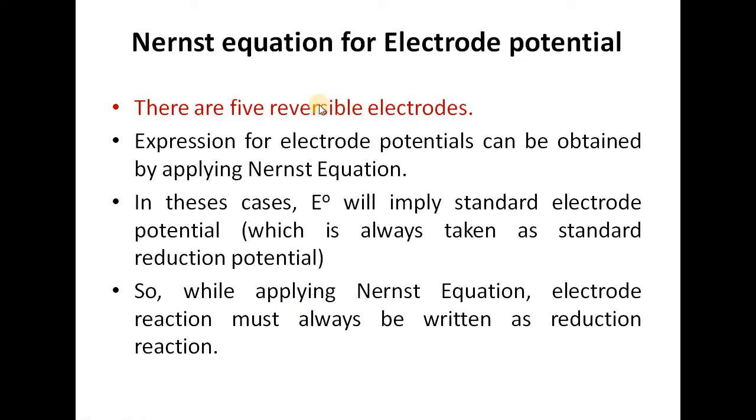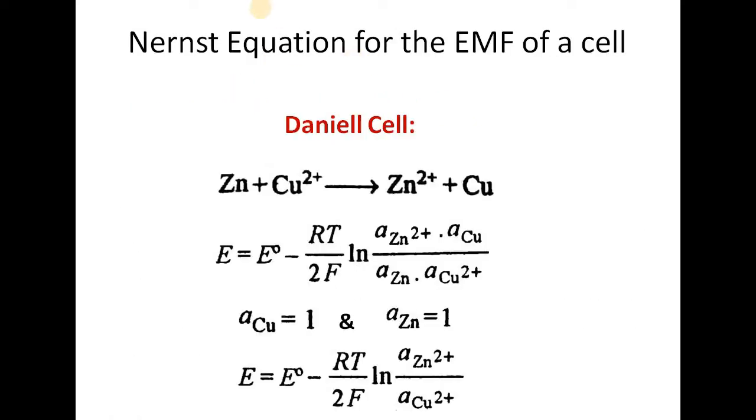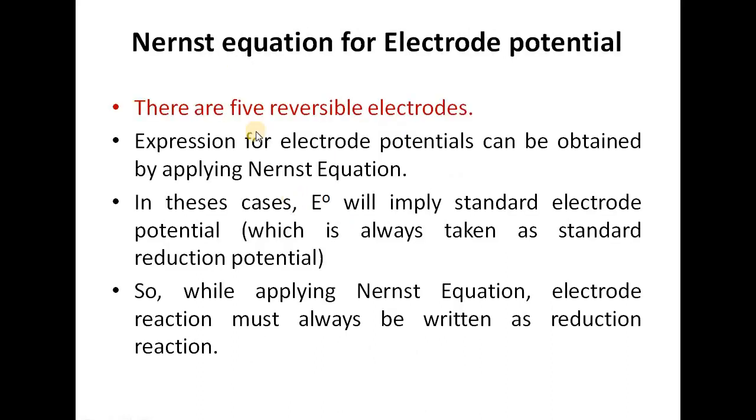Next, we will apply the Nernst equation for the electrode potentials of the electrodes. Previously we applied the Nernst equation for the EMF of a cell. Now we will apply this Nernst equation for the electrode potentials. We very well know there are 5 reversible electrodes. The expression for electrode potential will be obtained by applying the Nernst equation to the half cell reaction.